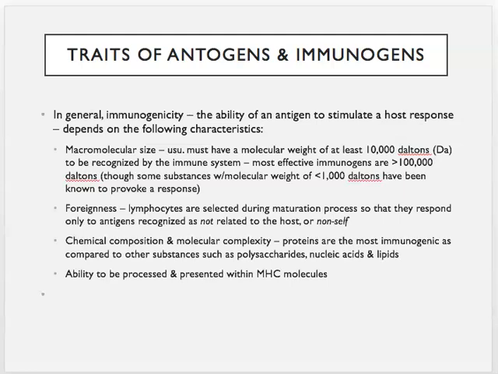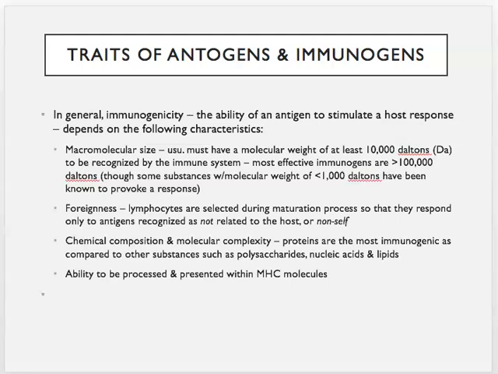The chemical composition and molecular complexity. Proteins are going to be the most immunogenic type of particle as compared to other substances like polysaccharides, nucleic acids, and lipids. And then the antigen's ability to be processed and presented within those MHC molecules. So is there enough of it? Are the particles big enough? Are they recognized as foreign? What's their chemical composition? Proteins are especially immunogenic.